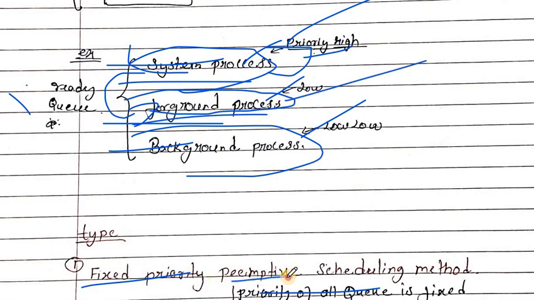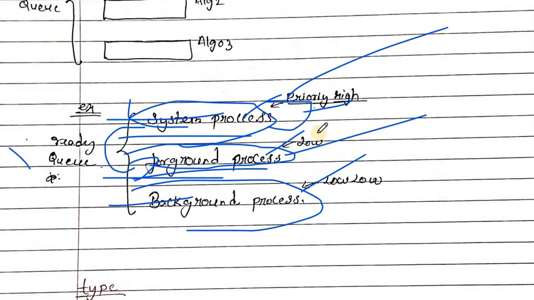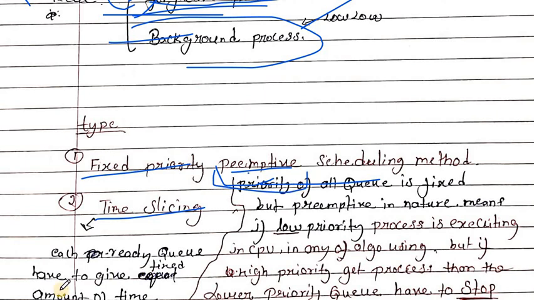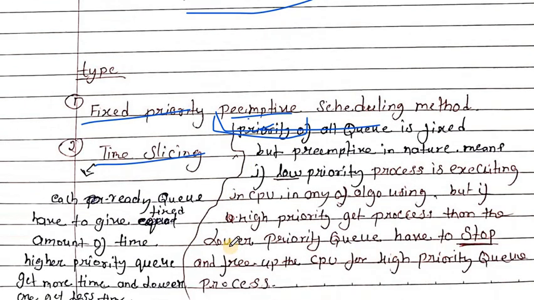But here there is preemption, due to which if any system process comes into the system process queue, then the running process from the low priority queue will be preempted and the high priority queue's process will be executed, because now a process has come into the higher priority queue. So here preemption is applied.